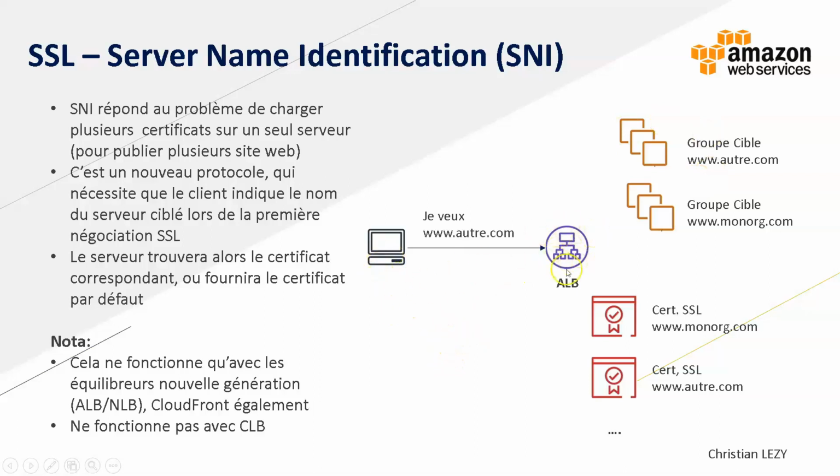Our client will ask our load balancer, I want to connect to www.ut.com. At this point, our load balancer will search its certificates for the corresponding certificate, and then redirect us to the right target group. If we're not given any particular indication, or if you want to go to the default site, the default behavior of our load balancer will be to provide us with the certificate that it has by default, and that will take us to the default site.